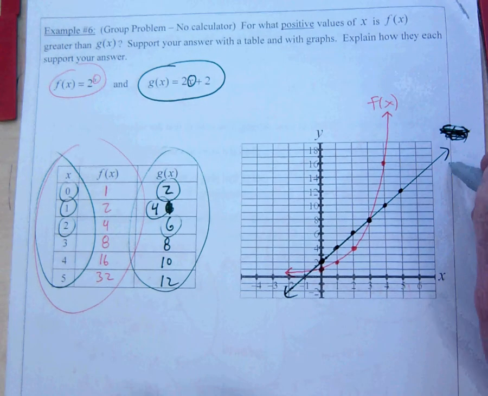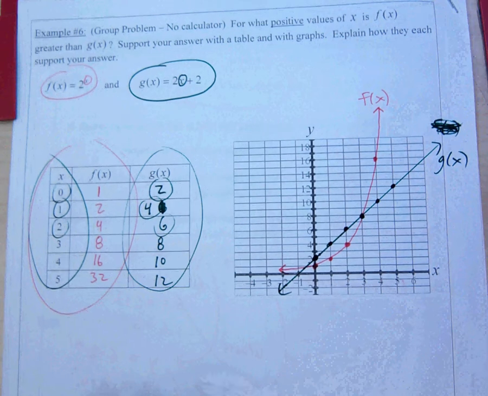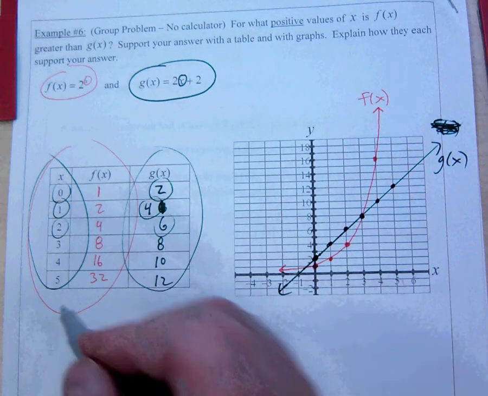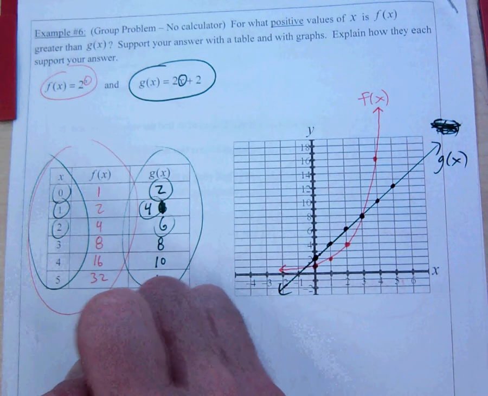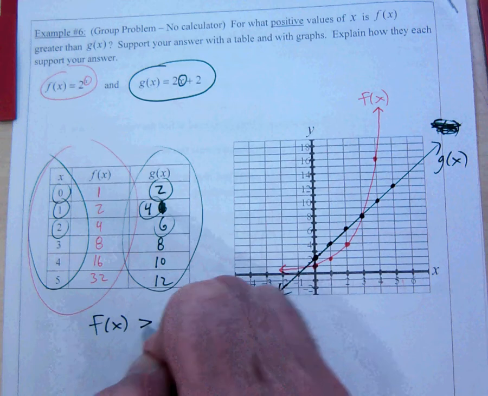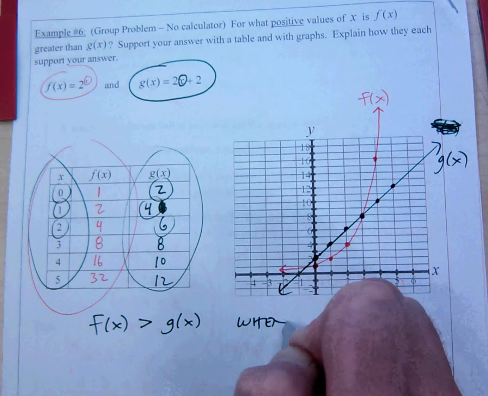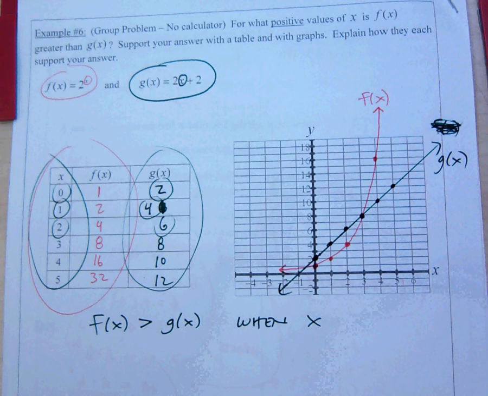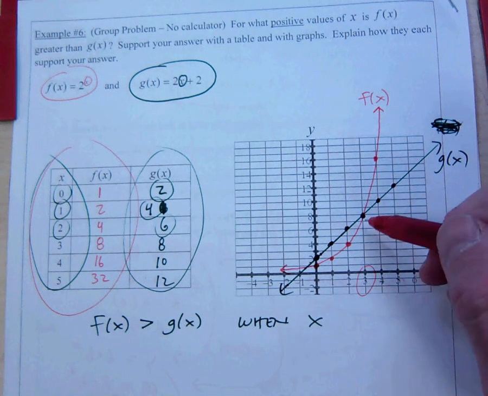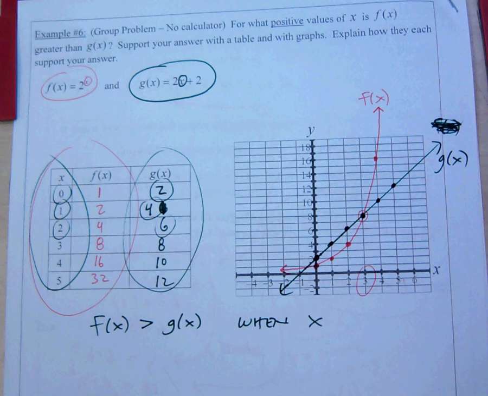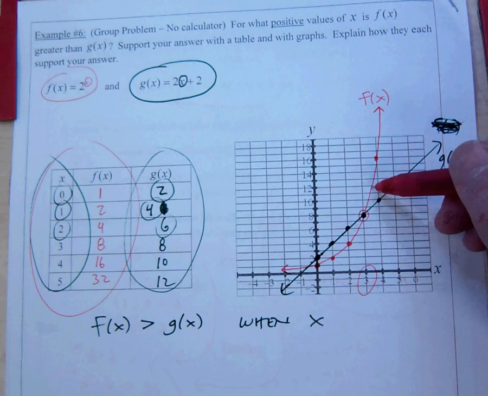Remember, the red one is f of x, the green one is g of x. Okay, so the question is, when is f of x greater than g of x? For what x values? When x is greater than what? 3. You can see it right here, right? Don't they have the same y value at 3? But after that, the exponential one really takes off, doesn't it? You see how these y values are bigger than this?